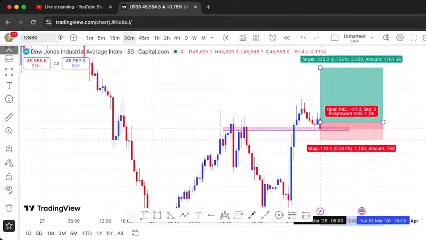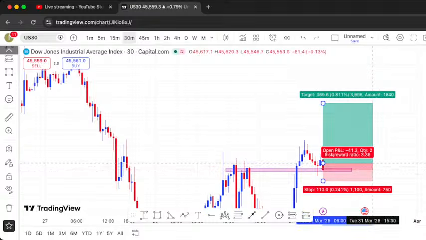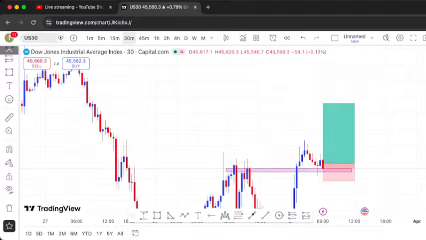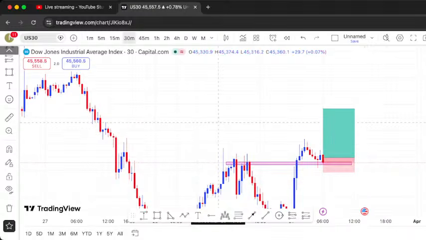that's when you'll be interested in buy opportunities, or a long position on US30.